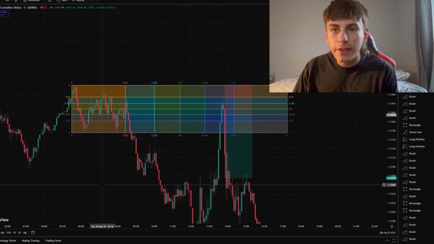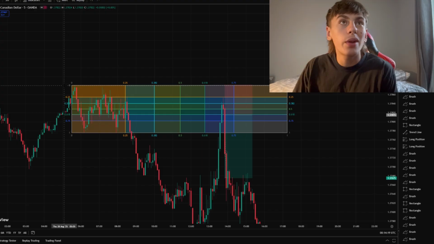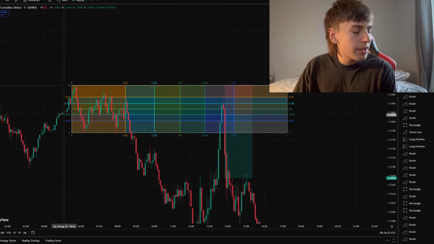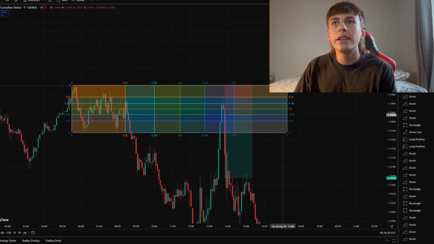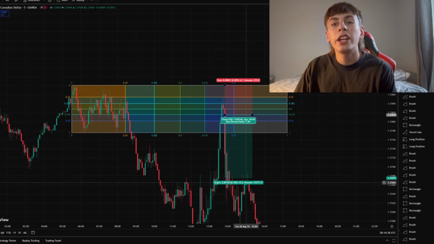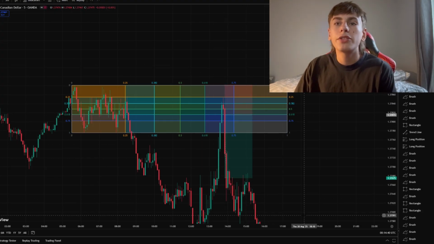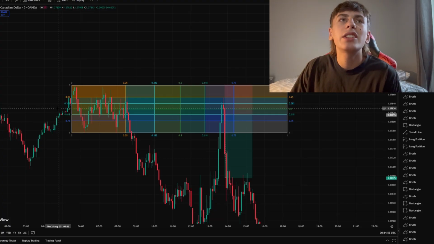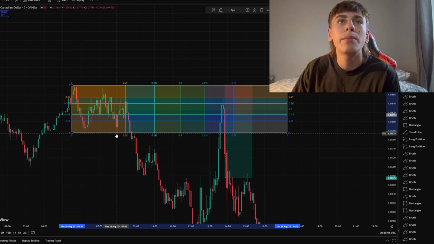I went over this last video. Equilibrium is basically where price doesn't really know what it wants to do and is deciding what it wants to do. And oftentimes in this equilibrium zone, which you could see right here, price likes to re-enter and then go whichever way it wants to. Equilibrium likes to go above or directly at the 50% mark. So the 50% mark is from its top to its bottom zone.